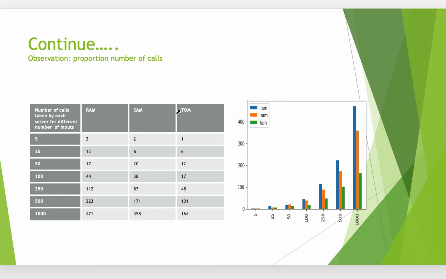So in observation 1, if you see here, if there are 100 calls, the number of calls taken by RAM is 44, and for 1000 calls, the number of calls taken by RAM is 471. You can observe the proportion, 44 to 471. It's really a proportionally good number. Also, if there are 25 calls, the number of calls taken by RAM is 12, and if there are 250 calls, the number of calls taken by RAM is 112. I think these are proportional numbers of calls, so we can assume that the model is definitely in good shape.